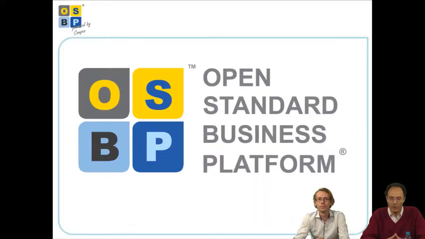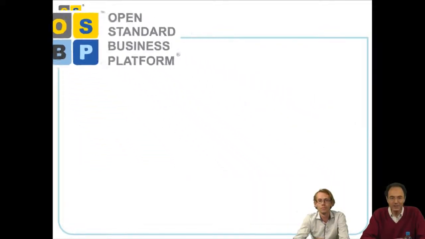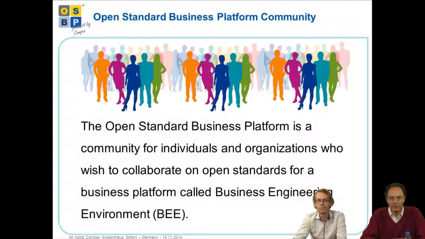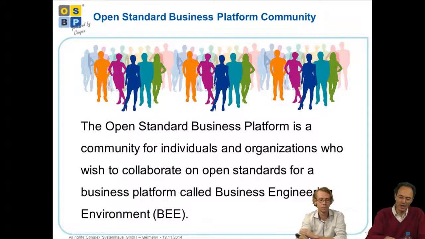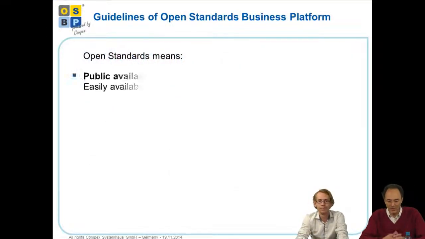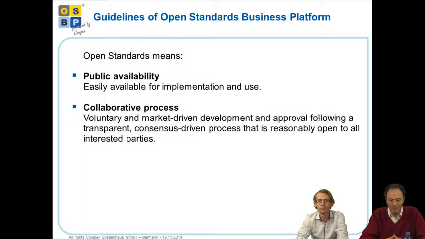Let me first give you an introduction to the Open Standard Business Platform, which I will abbreviate with OS.bee. The OS.bee is a collaboration of a community developing software and standards to develop business applications. We have different paradigms under which we're doing this. The first one is the public availability of everything which we are doing. The second one, we're doing this in a collaborative process so that the results that we are presenting will fit and match to the needs of all the ones participating.